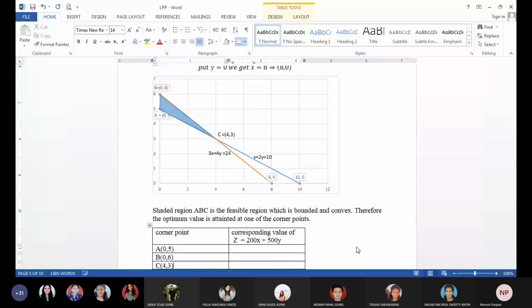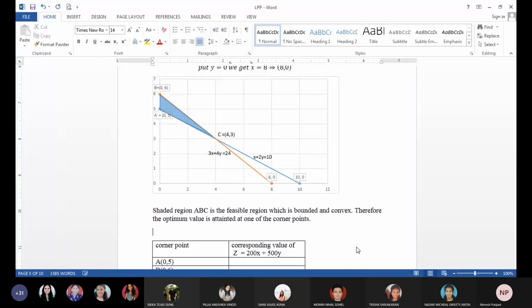Okay, and how do you get your C? So before we go on, I missed out telling you how to find the coordinates of C. C is the point of intersection of the two lines.